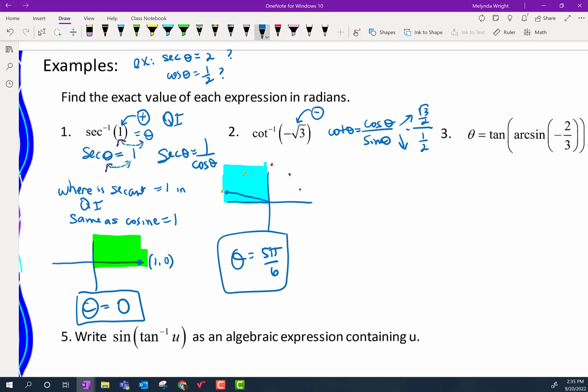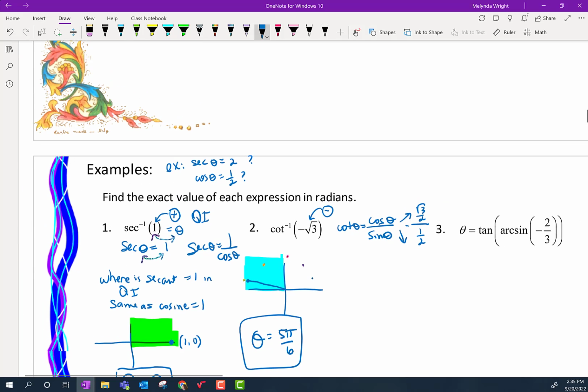Yes, ma'am? How did we know that it was in quadrant 2? Because if we go back to, let me see if it'll behave and scroll with me.